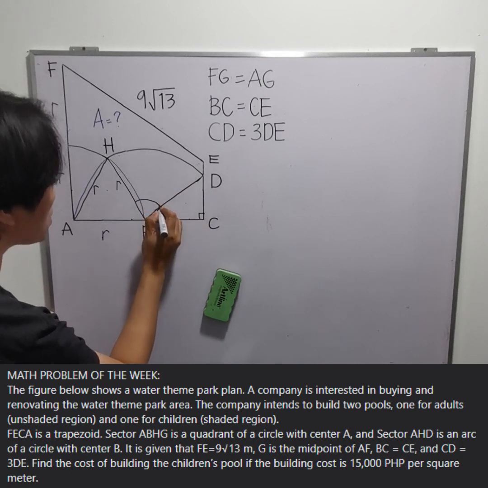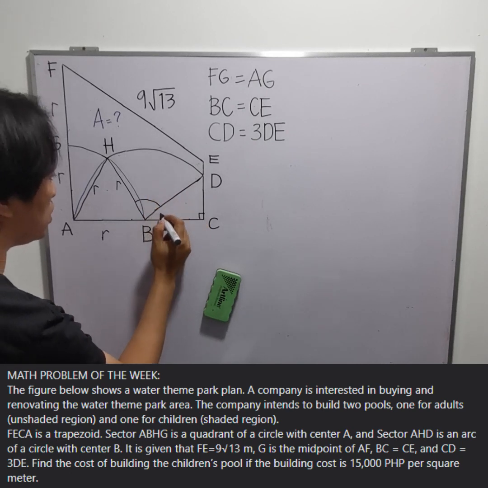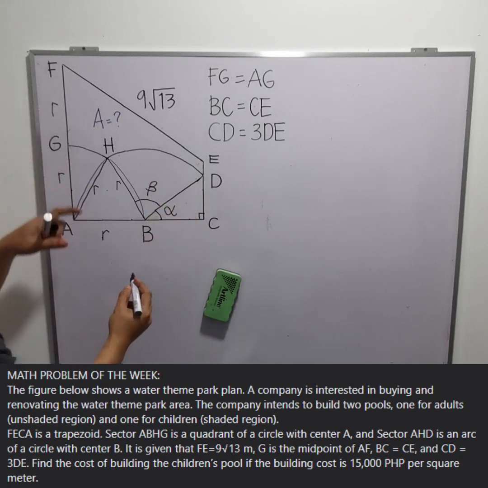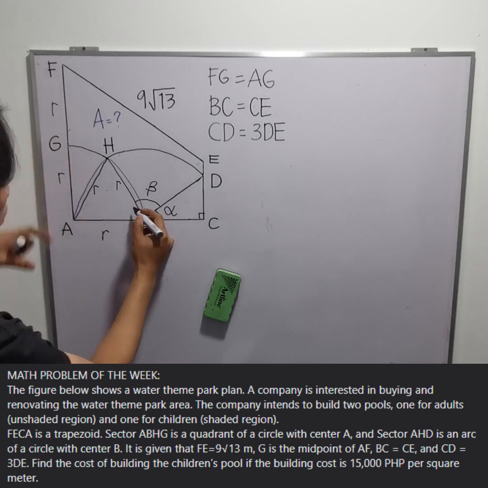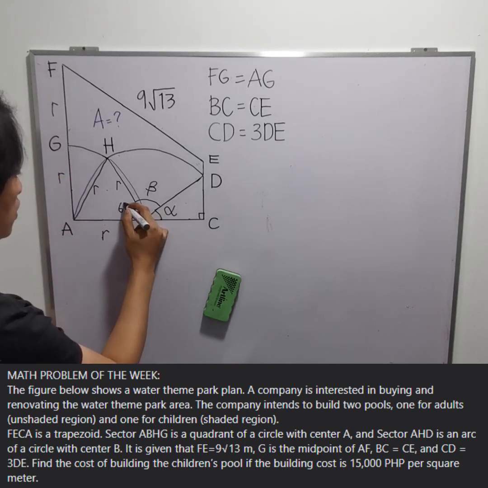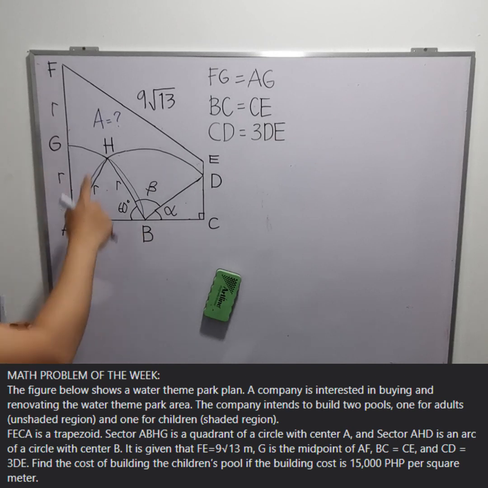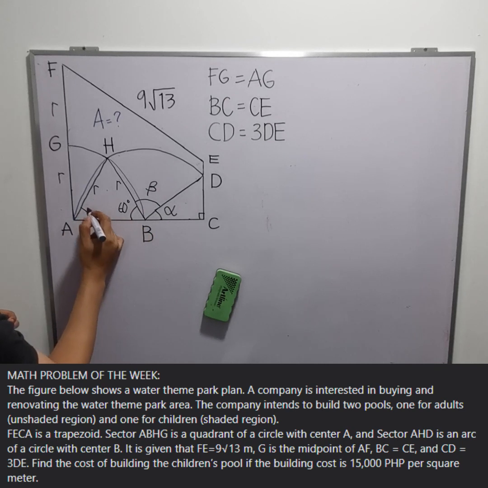I'll solve this angle. Say this is angle alpha and this is beta. From this triangle, we know that this is 60 degrees. If all the sides are equal, it follows that all the angles are also equal. So if this is 60, this is 60 also, and this is 30 degrees.